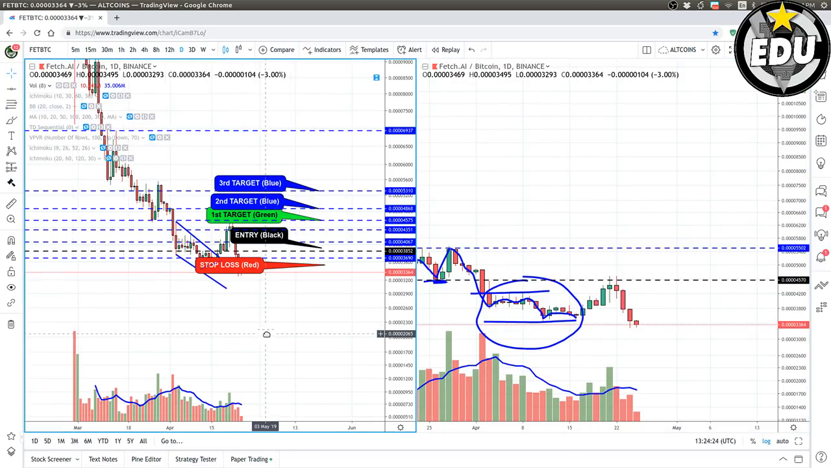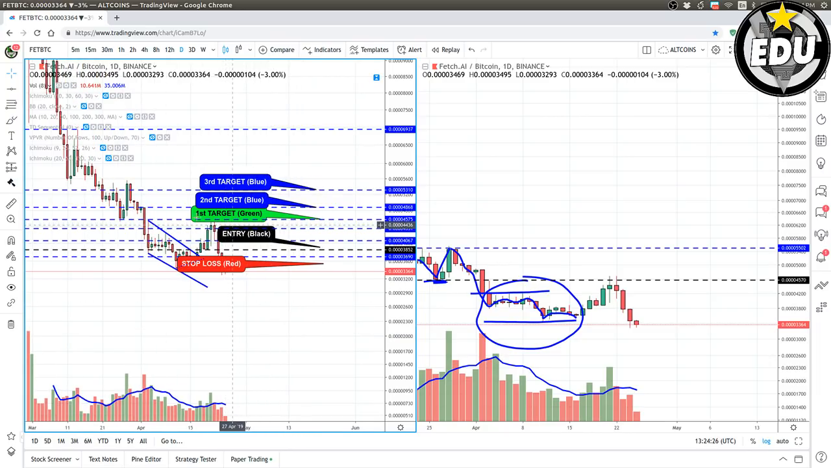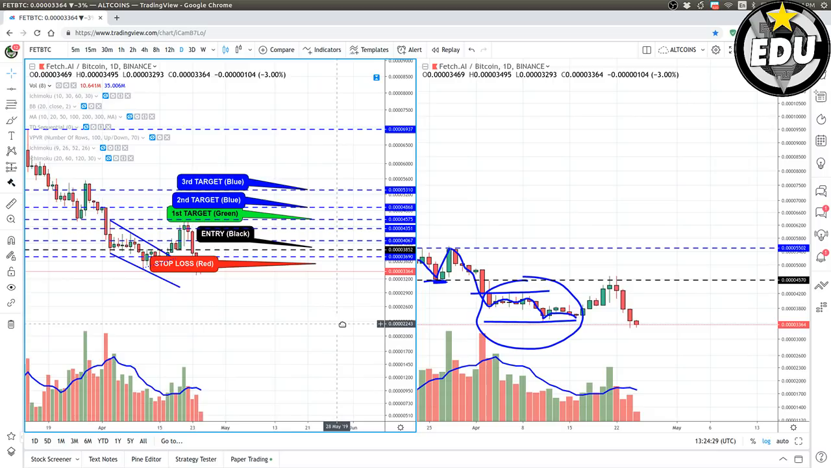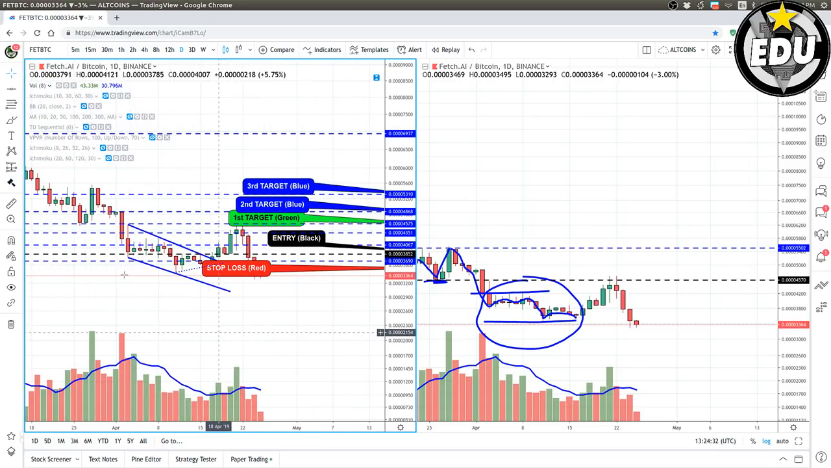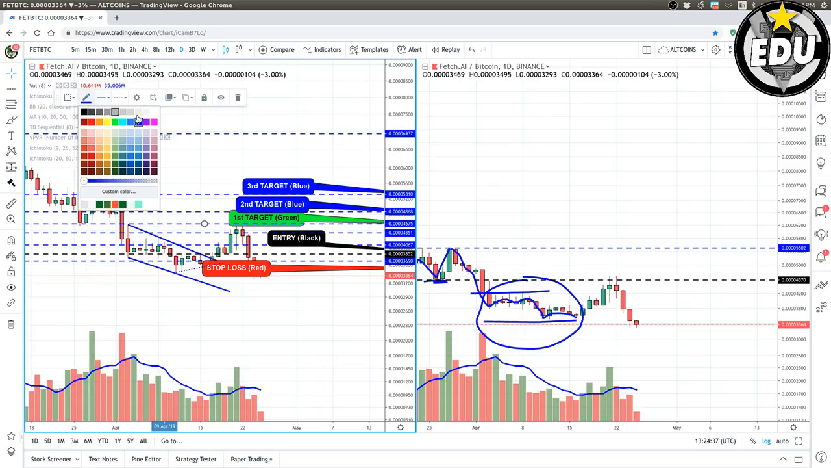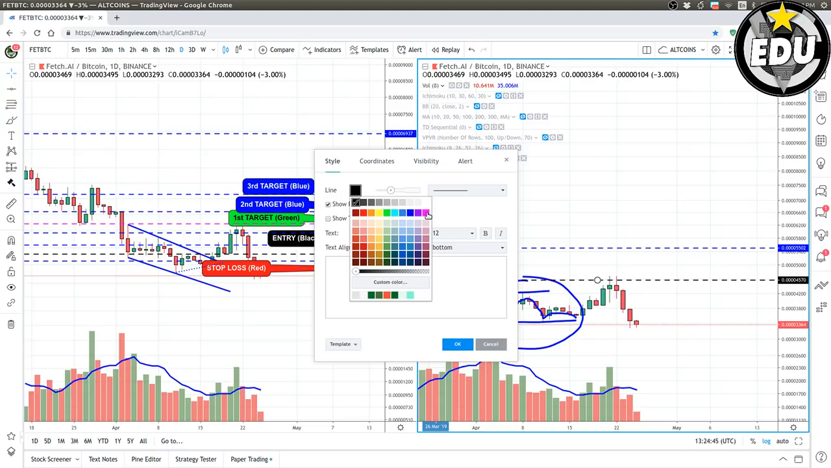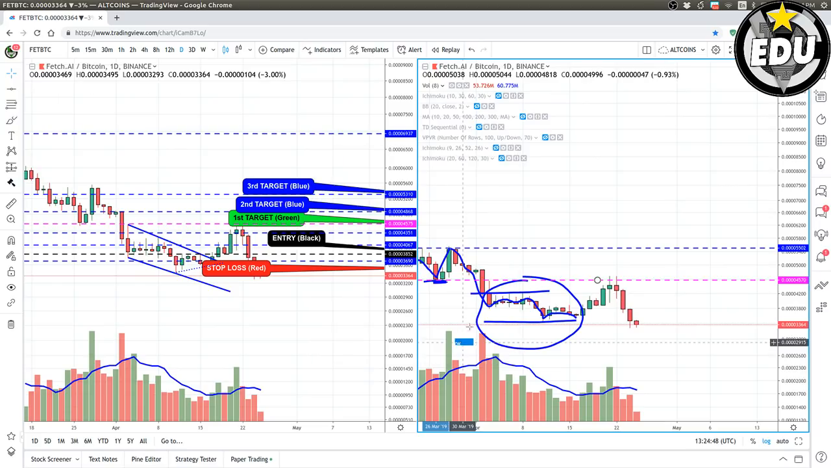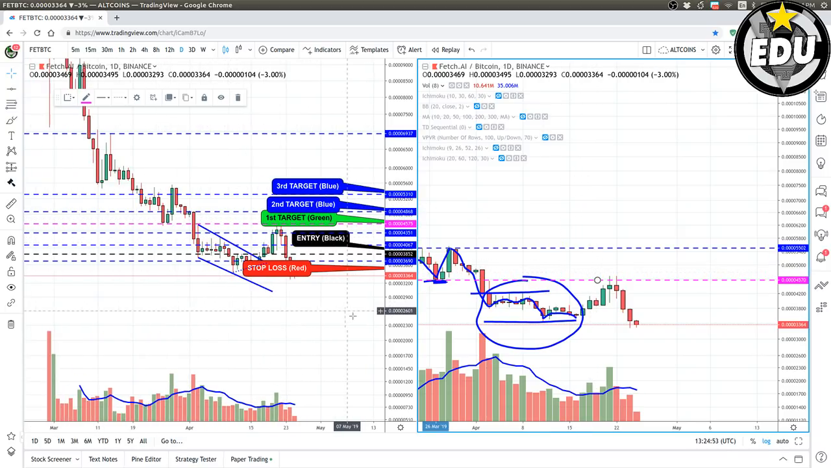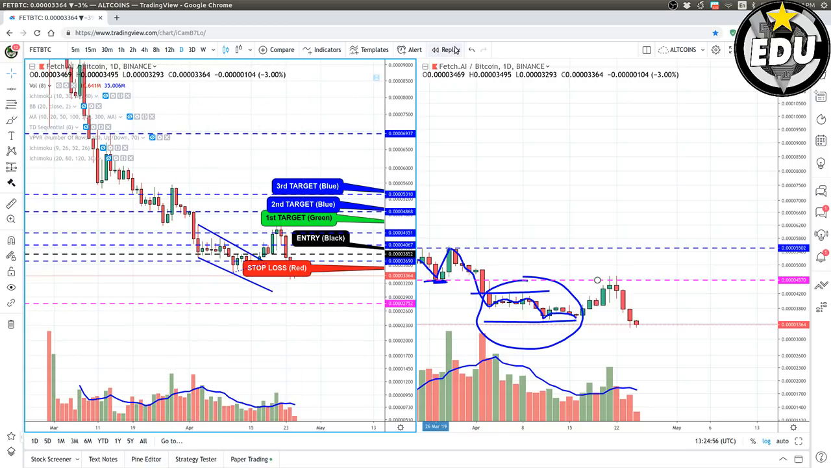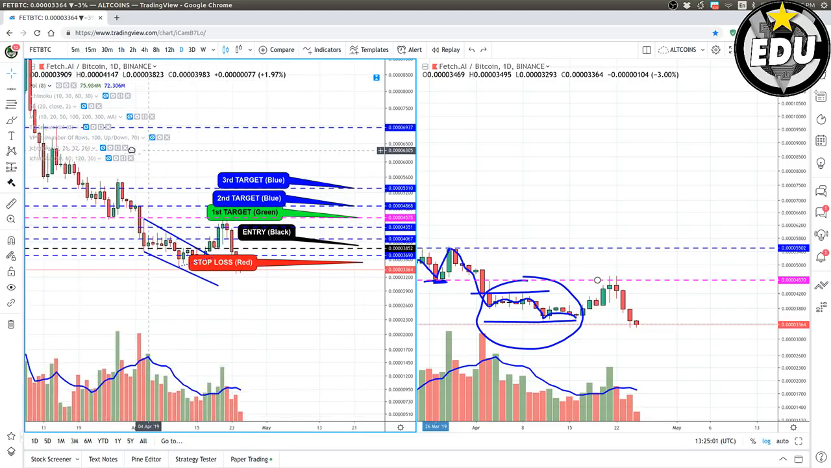BTC. This was this level here. Let's make it pink. So that was the same level. Let me move this.